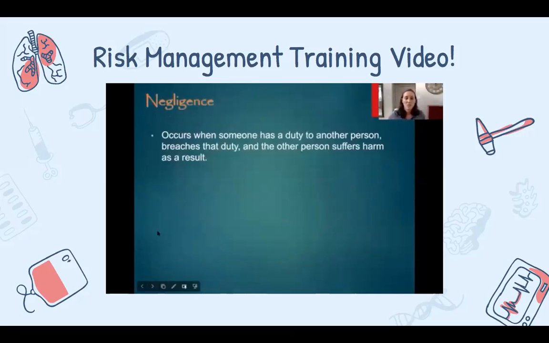Negligence occurs when someone has a duty to another person, breaches that duty, and the other person suffers harm as a result. So if you see something and you don't call it out or don't call it to attention and get it fixed, you are a part of that and can be held liable for negligence.